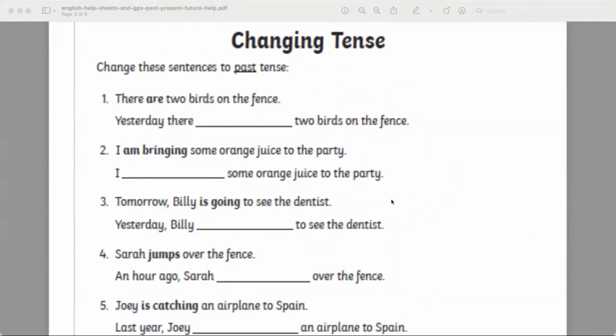Okay. So change these sentences to the past tense. So we're just focusing on just past tense. First question, there are two birds on the fence.